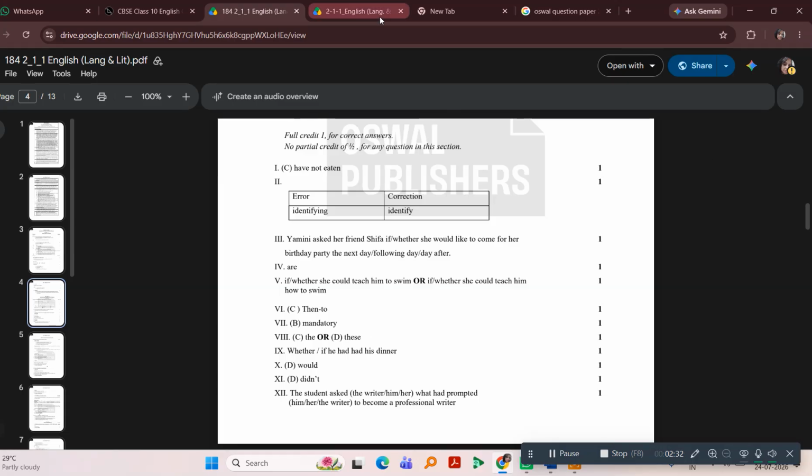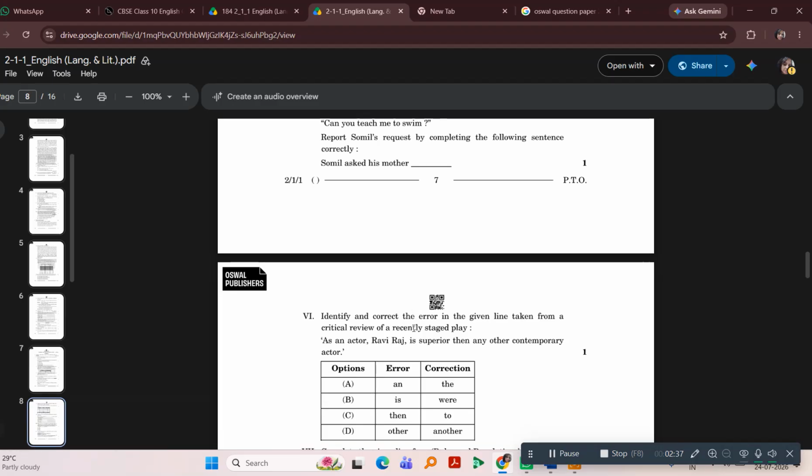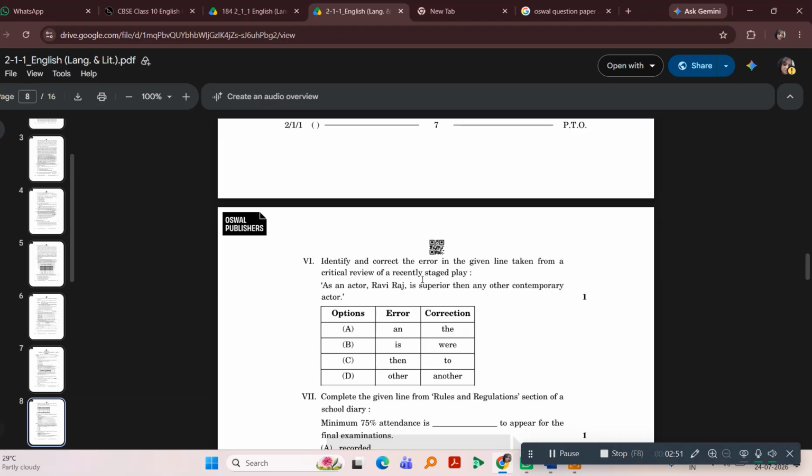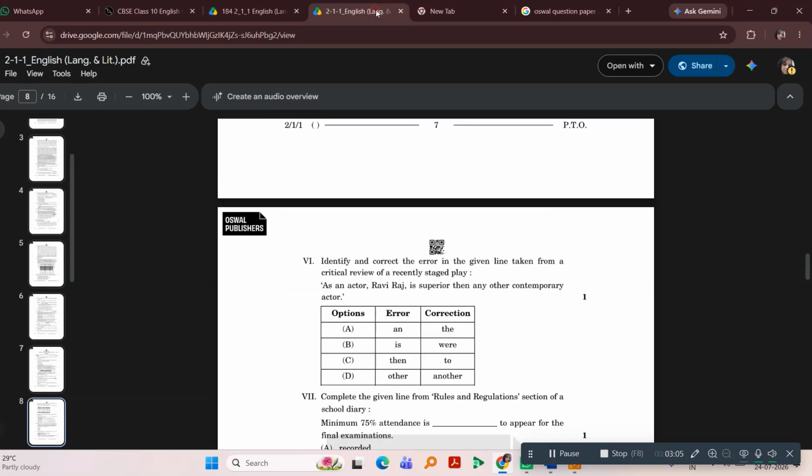Let's move on to the next question. The next question is question number 6. Identify the error in the given line taken from a critical review of a recently staged play. As an actor, Ravi Raj is superior than any other contemporary. The options have been provided. You have to identify the correct error and supply the correction. So here, instead of than, it should have been to. As an actor, Ravi Raj is superior to any other contemporary actor.